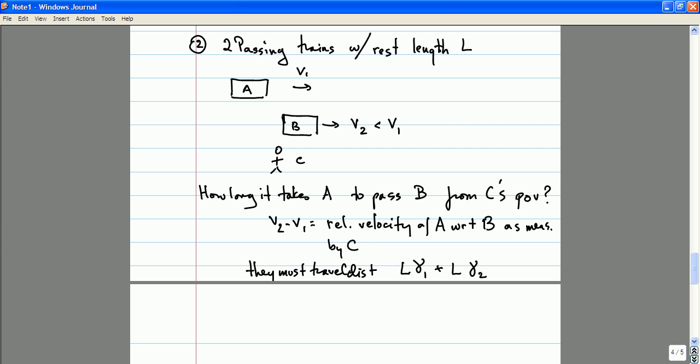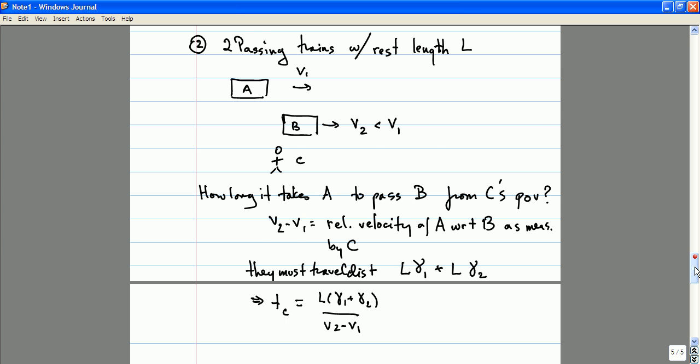So the total time it takes for the trains to pass one another, from my point of view, is the ratio of these two: L times gamma 1 plus gamma 2 over v2 minus v1. Okay, that was easy enough.